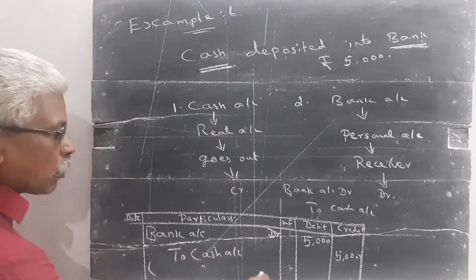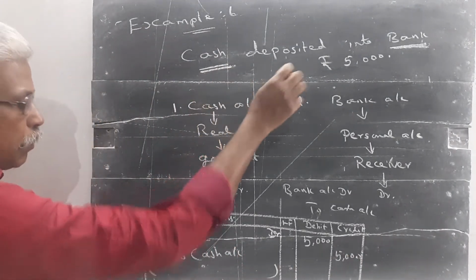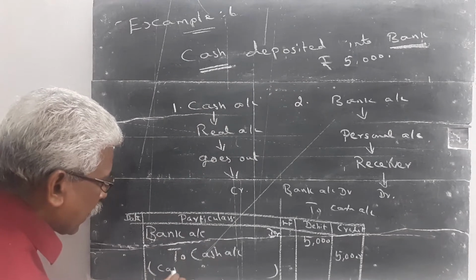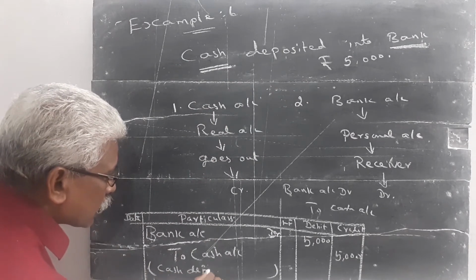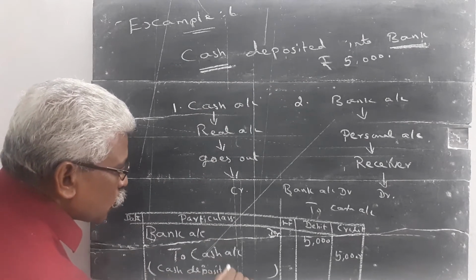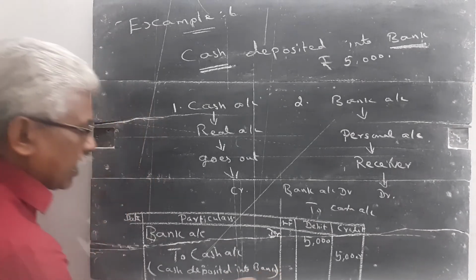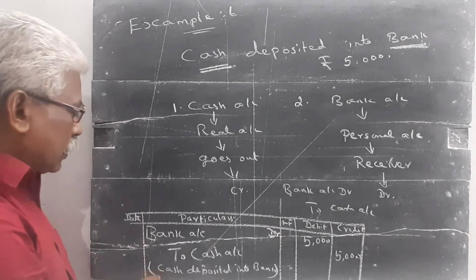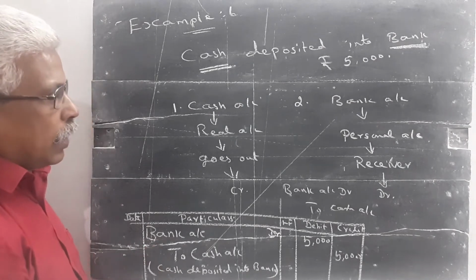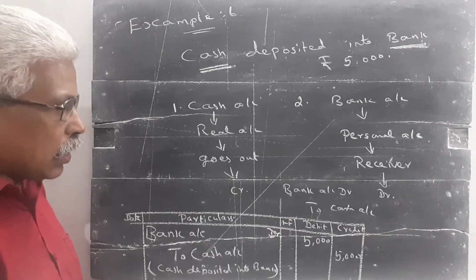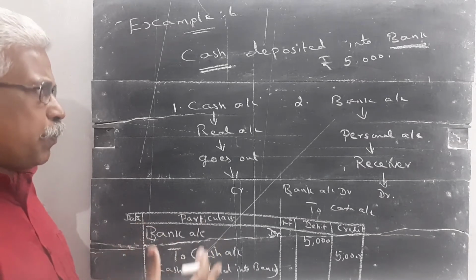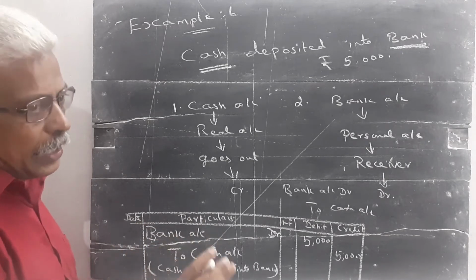Here we just write the question in brackets: cash deposited into bank. It is a narration. Narration means a brief history of a transaction. Okay, now I think you have studied more than 50%.